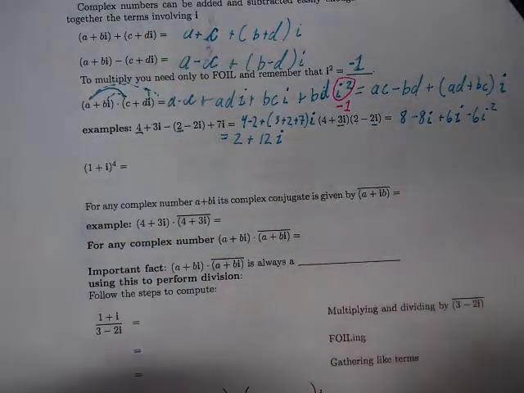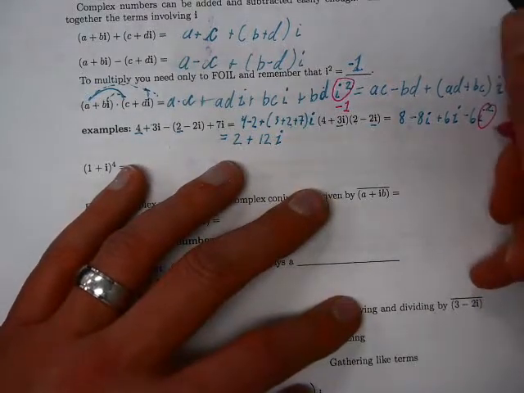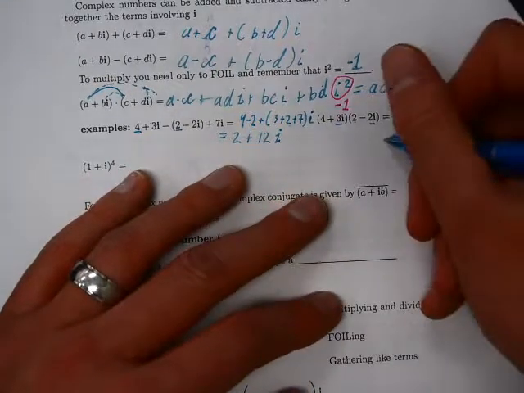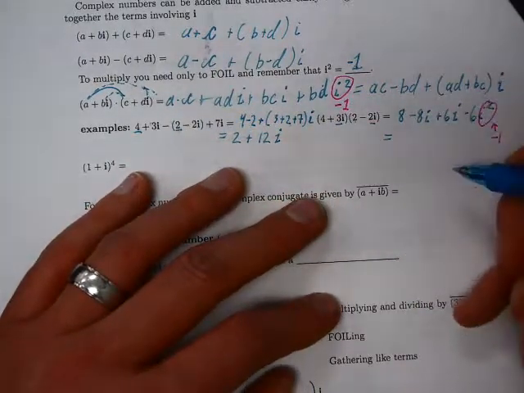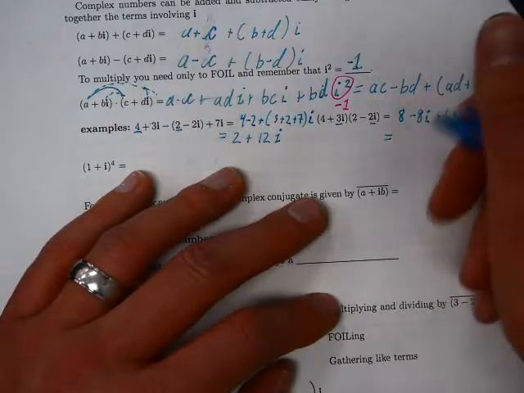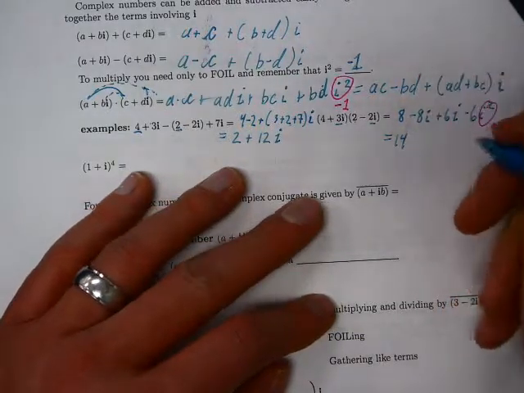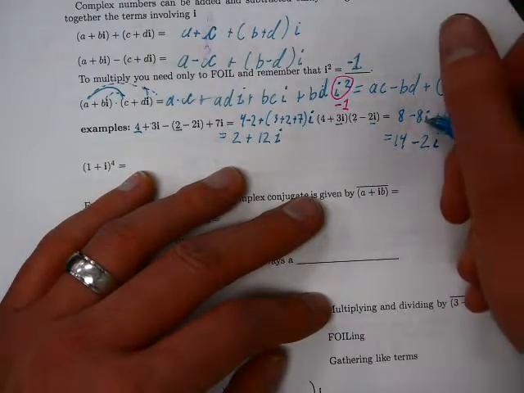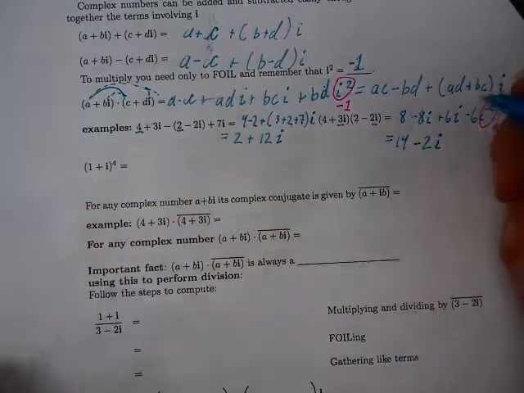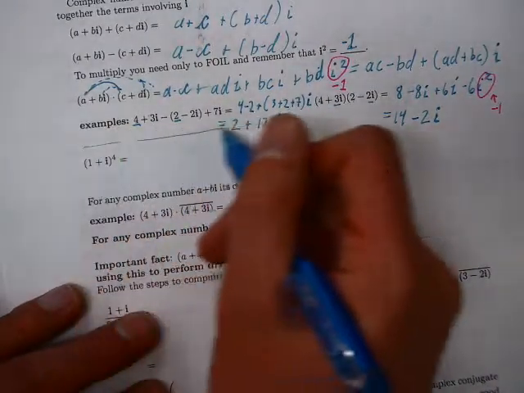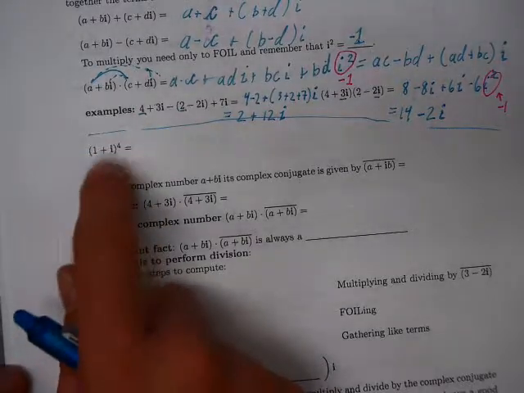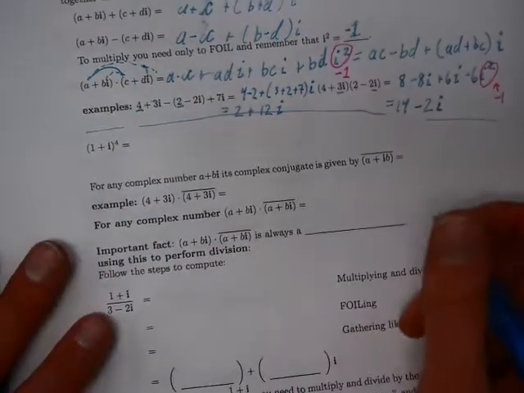But remember, that i squared is minus 1. So this minus 6i squared is really plus 6. So the result is 8 plus 6, also known as 12, I guess? No, 14. Arithmetic is hard. Minus 2i, because minus 8i plus 6i leaves you with minus 2i. Seem okay? Good.